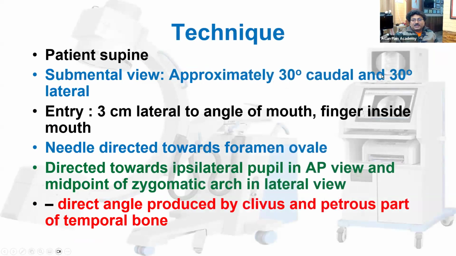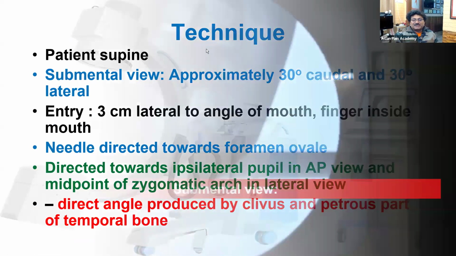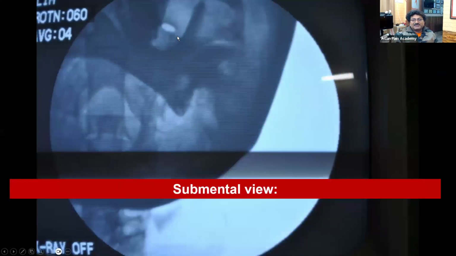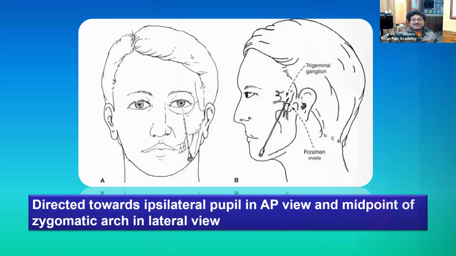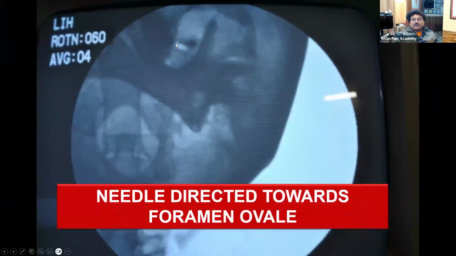Now, technique. The patient will be supine and we will be seeing under the submental view, under the maxilla and mandible, we have to find the foramen ovale. And after locating the foramen ovale, we will be putting the needle in an approach which is known as the tunnel view approach. Now, if you have to burn the fibers of the ophthalmic division, you go most medially, and go to the maximum depth.